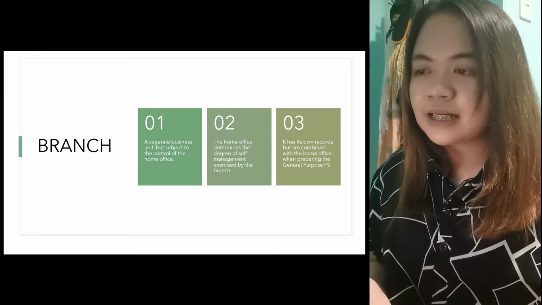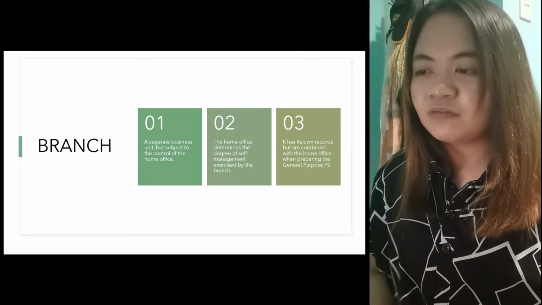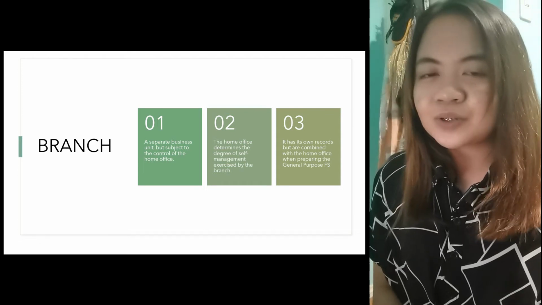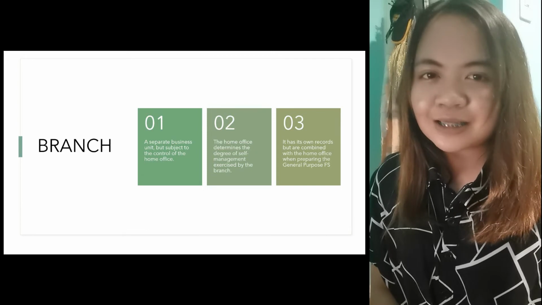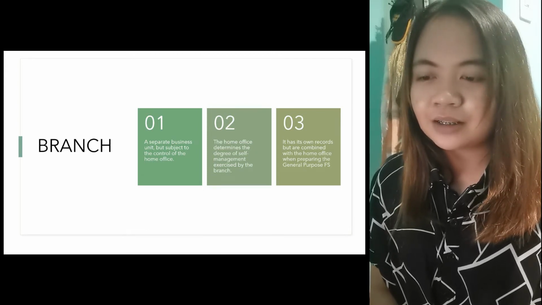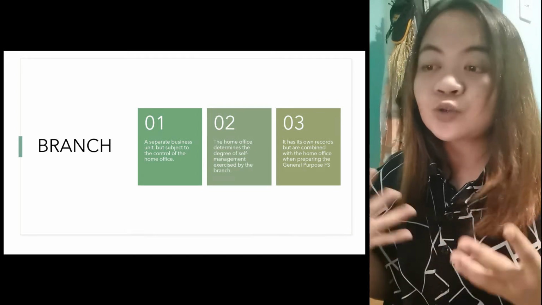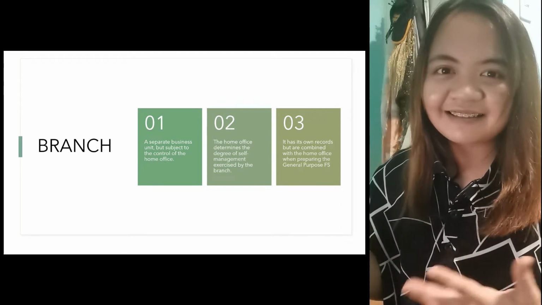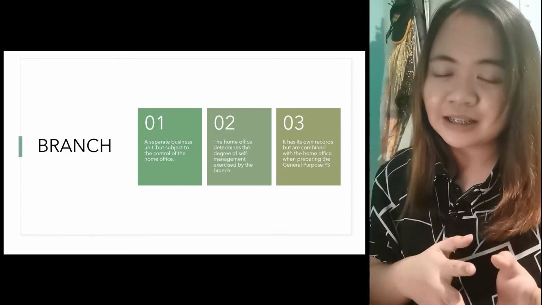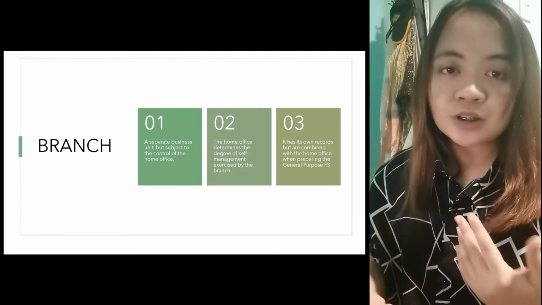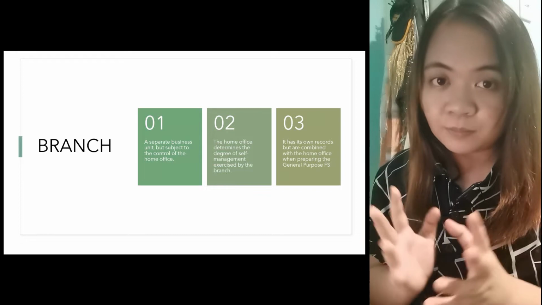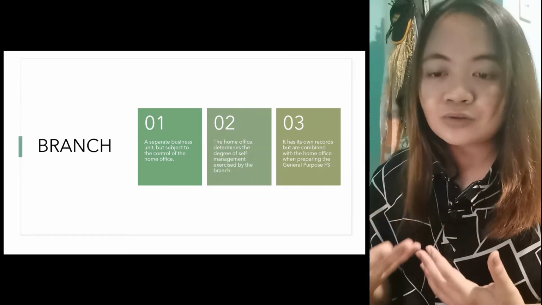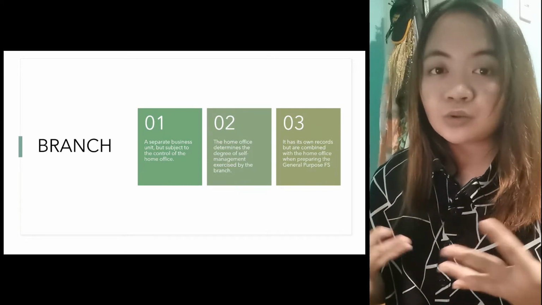Okay? The next, it has its own records but are combined with the home office when preparing the general purpose FS. So, dito tayo papasok sa accounting part wherein pag separate yung financial statement na ginagawa, the usual setup. Parang business entity si branch, then business entity si home office. However, for general purpose financial statement, pinagko-combine ang mga FS ng branch sa home office. Tatanggalin na natin yung mga transactions between the two of them.